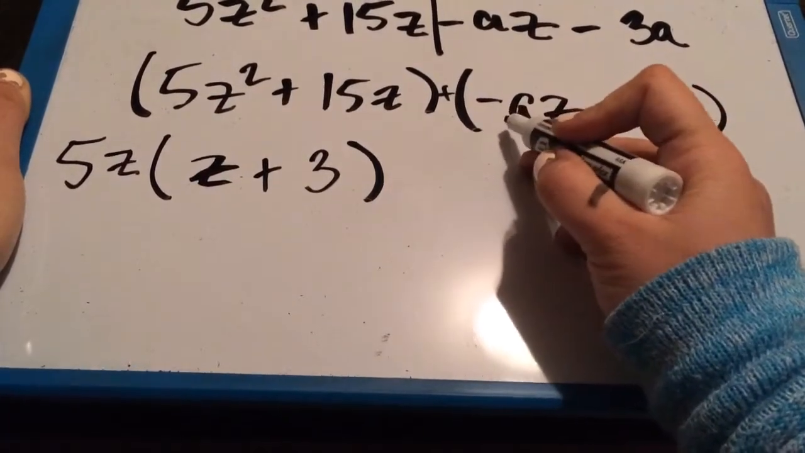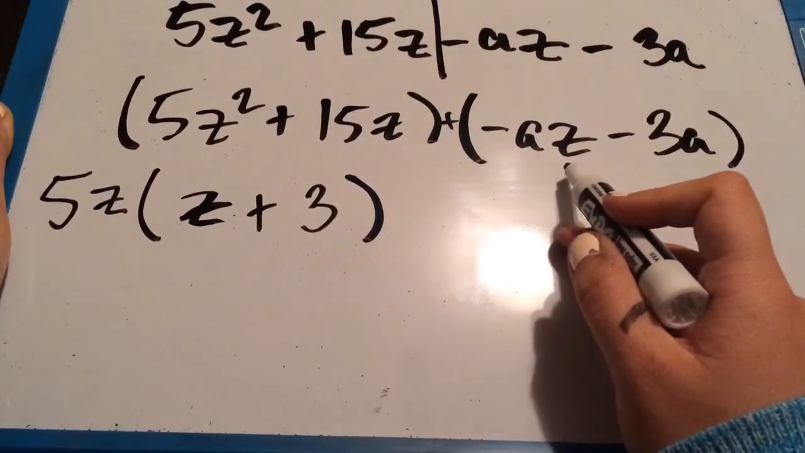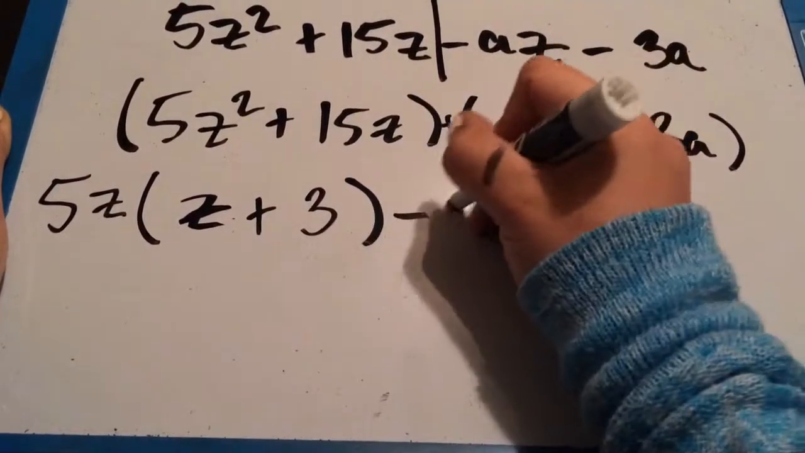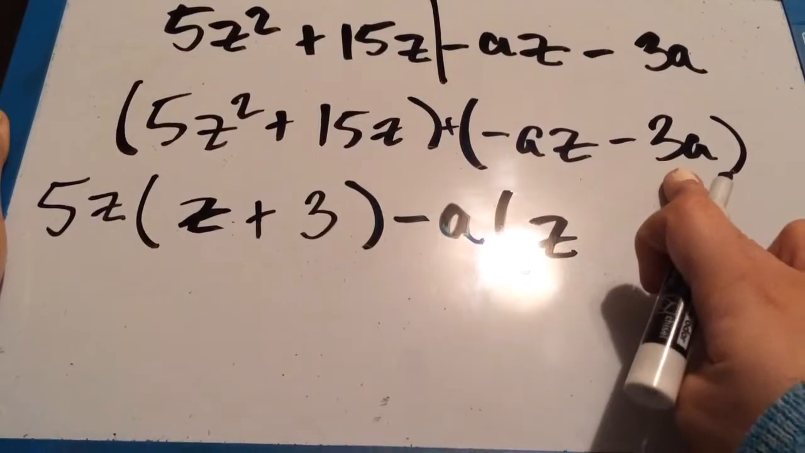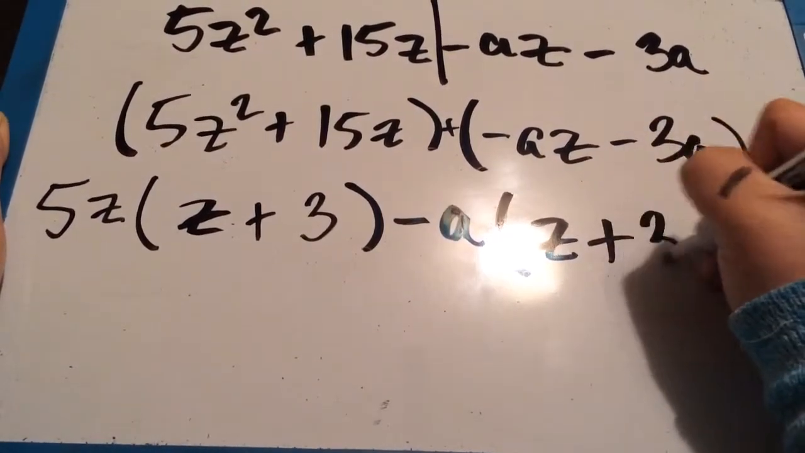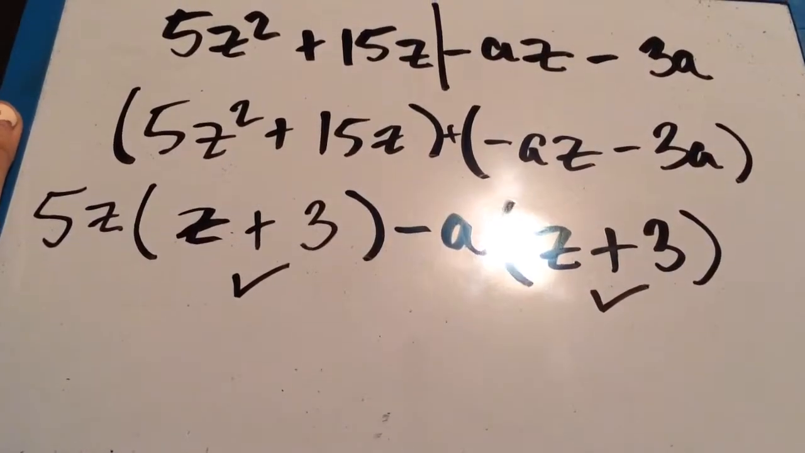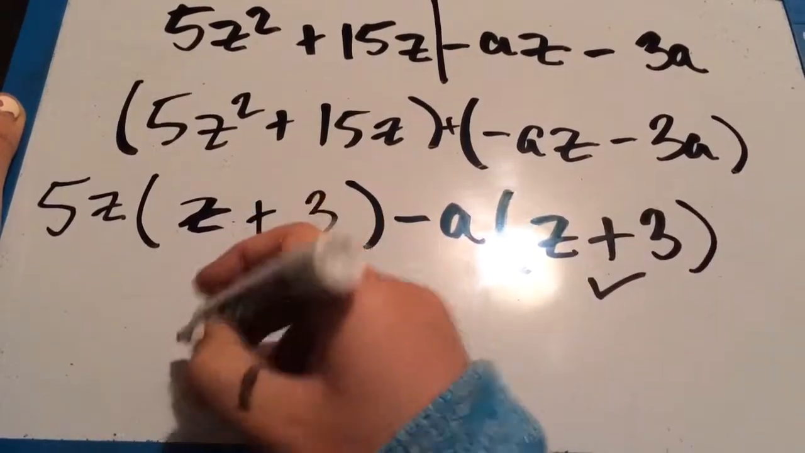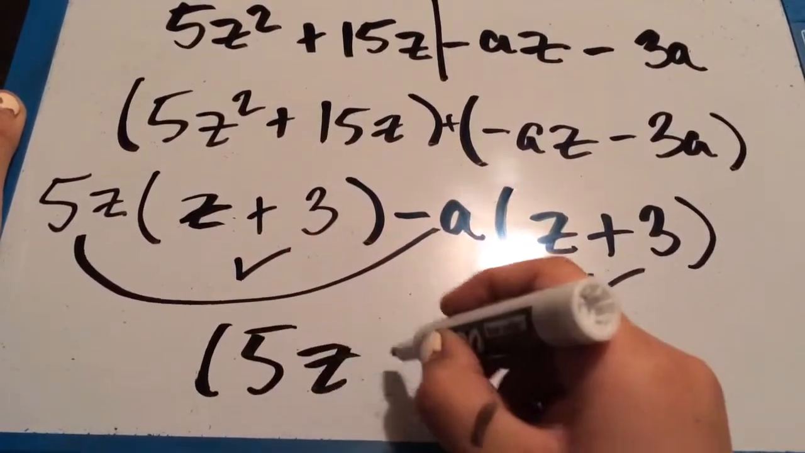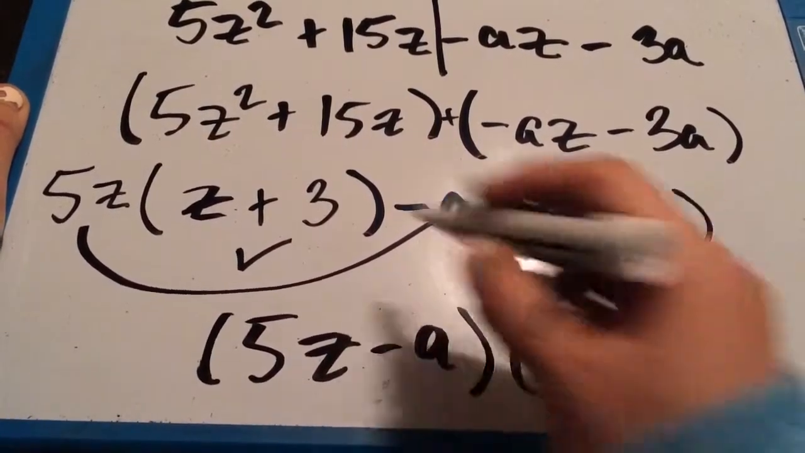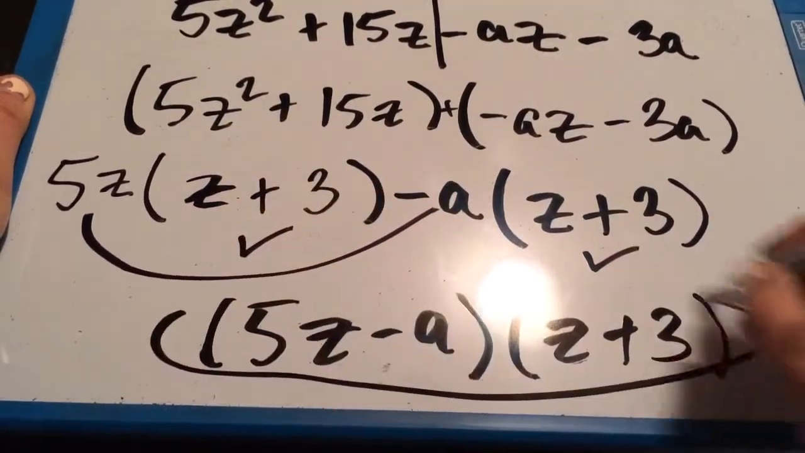Remember, if the first term has a negative, that means you should take out a negative. So we're going to be taking out just a negative a. So this divided by negative a would leave us with z, and this divided by negative a would leave us with a positive 3. And look, these two match up, so that means we're on the right track. So let's combine these two. We have 5z minus a and our z plus 3. So here is our final answer.